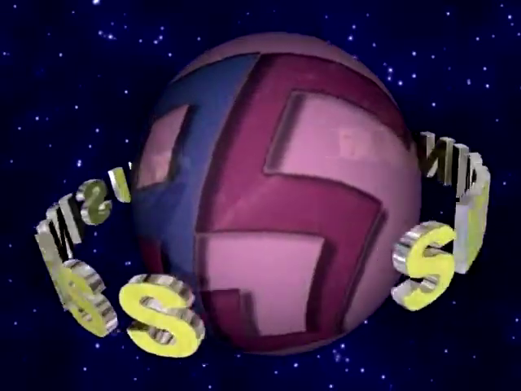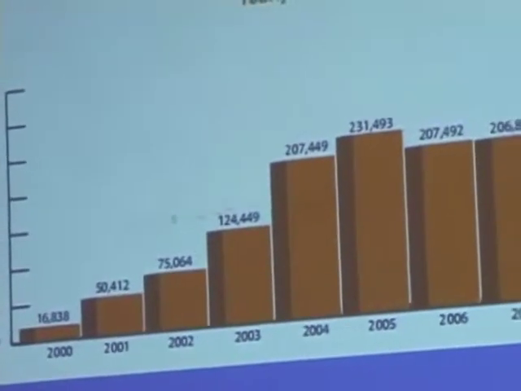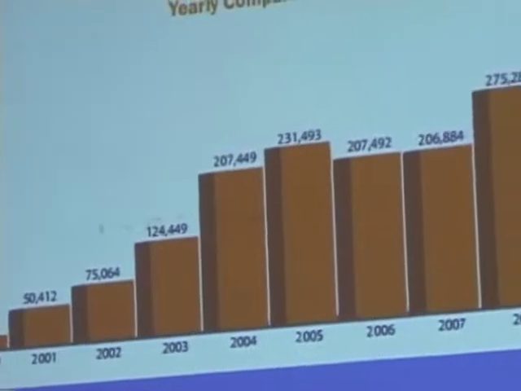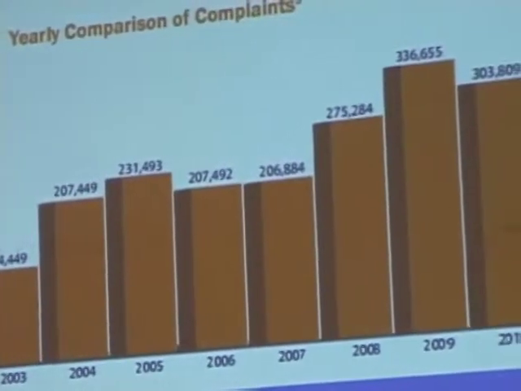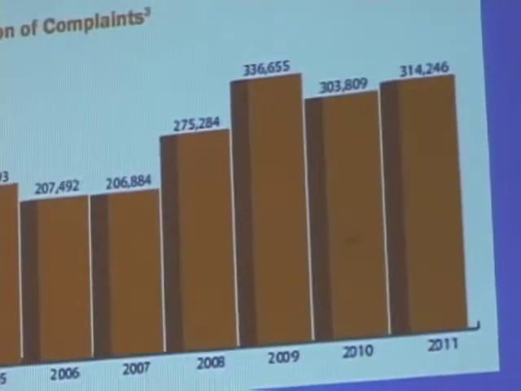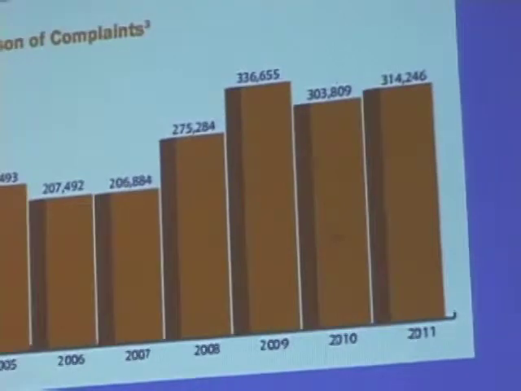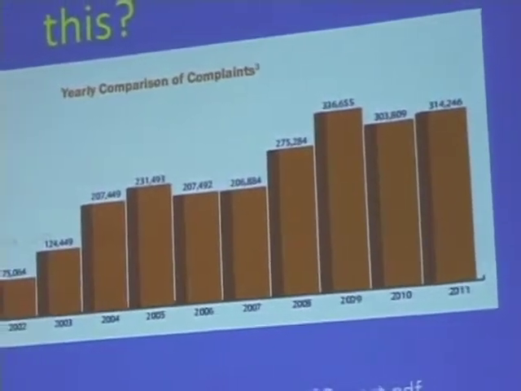We got to 16,000 complaints in 2000, and that kept growing. Thousands of businesses having internet security challenges. 2009 was the peak. A lot of people got conscious. It went down a bit, but we see it trending up again.